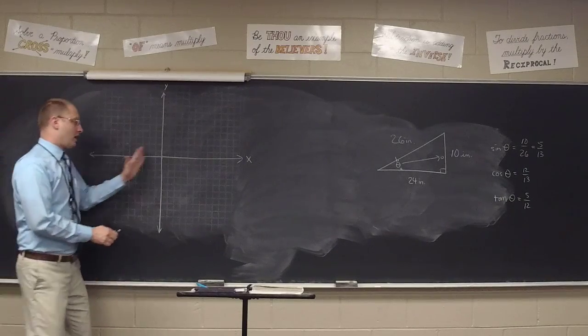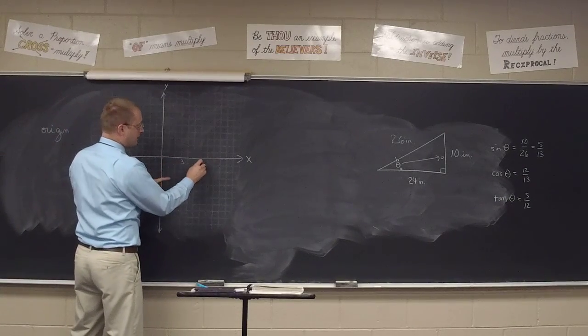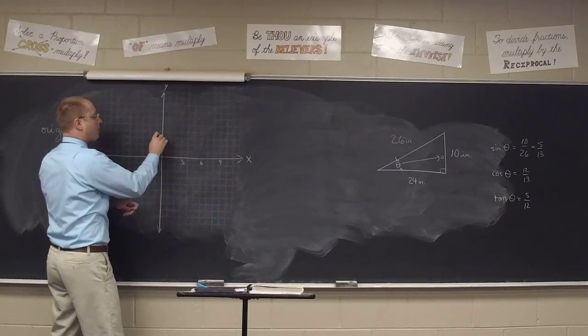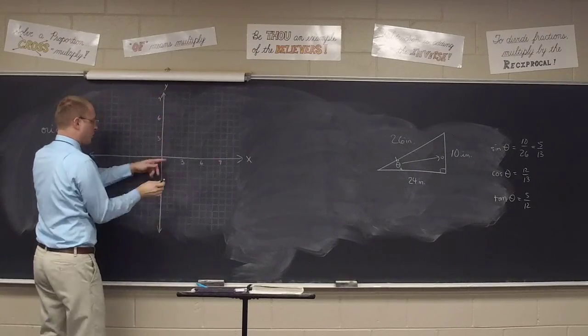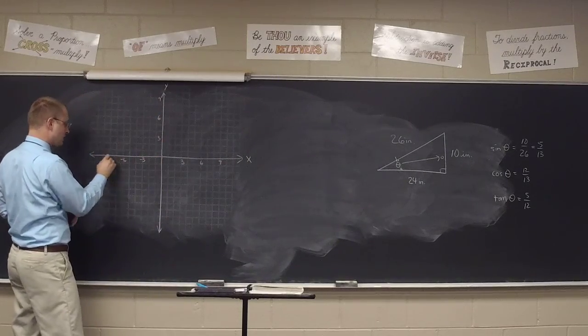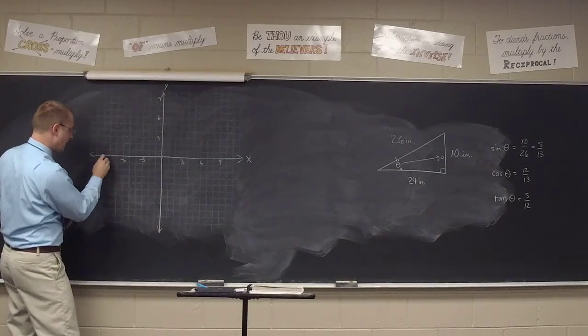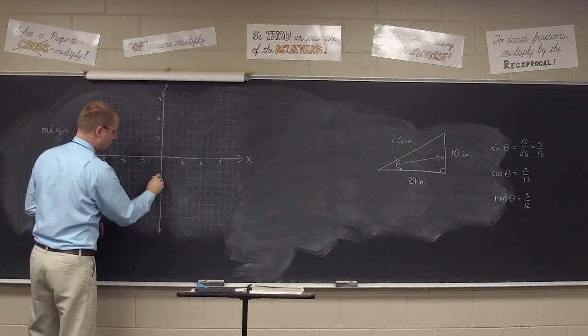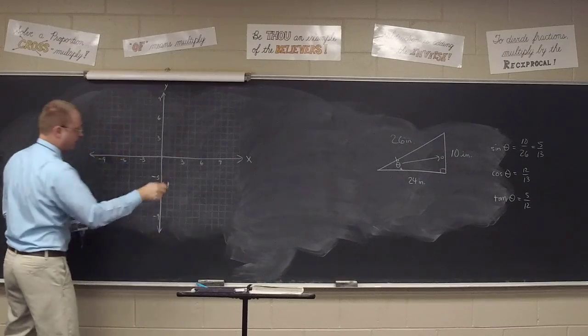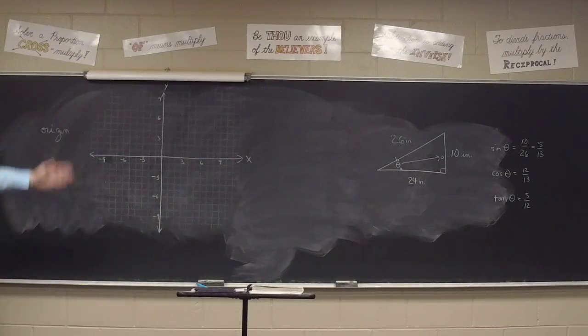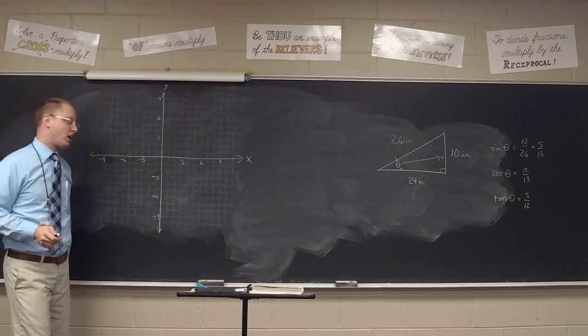From the 0, we'll go out 3, 6, 9, and so forth. We'll go up 3, 6, 9, and so forth. We'll go backward, negative 3, negative 6, negative 9, and so forth. We'll go down negative 3, negative 6, negative 9, and whatnot. And so these 2 crisscrossing axes form 4 sections to the graph. We refer to these 4 sections as quadrants.